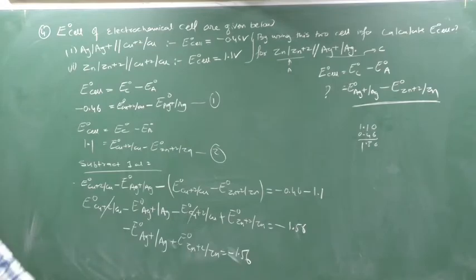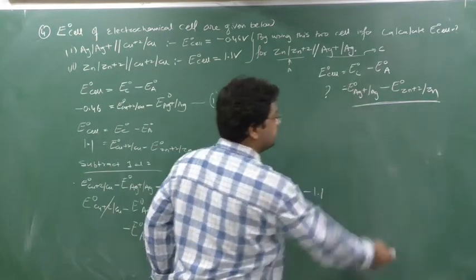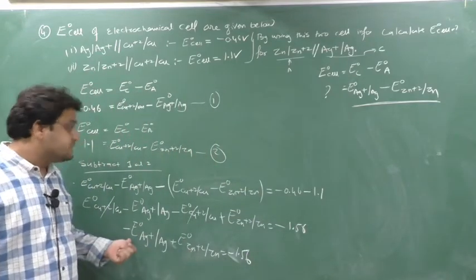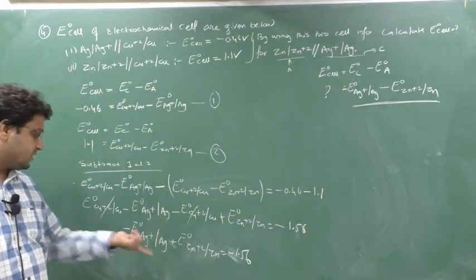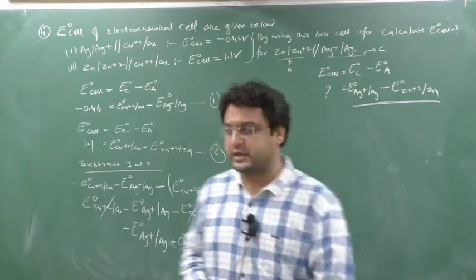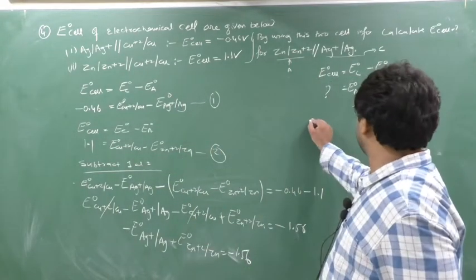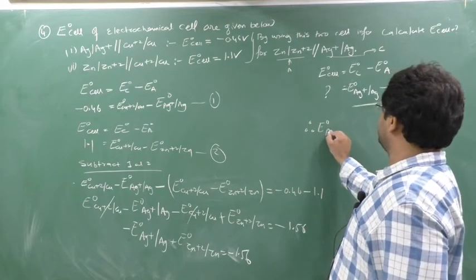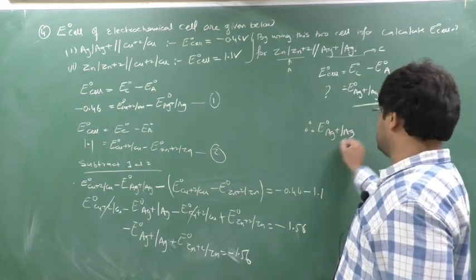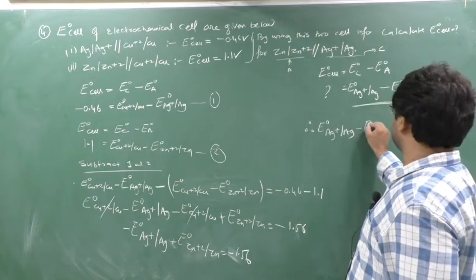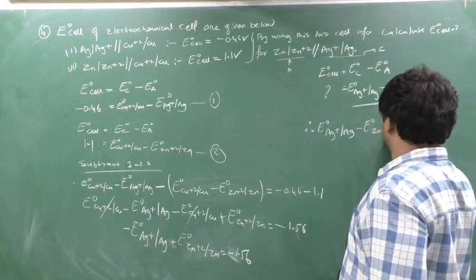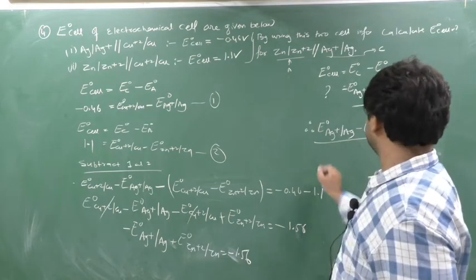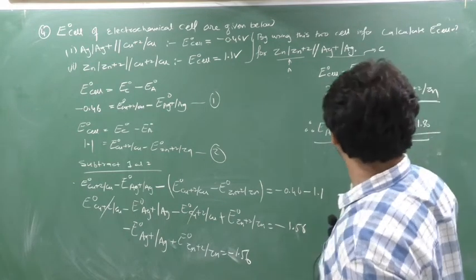Clear? But beta, we need Ag to be positive and zinc to be negative. Here Ag is negative and zinc is positive, so just reverse it, or multiply minus on both the sides. If I multiply minus on both the sides, what answer do I get? I get minus plus. So E0 Ag plus slash Ag minus E0 Zn plus 2 slash Zn equals minus plus 1.56. This is nothing but the required answer.